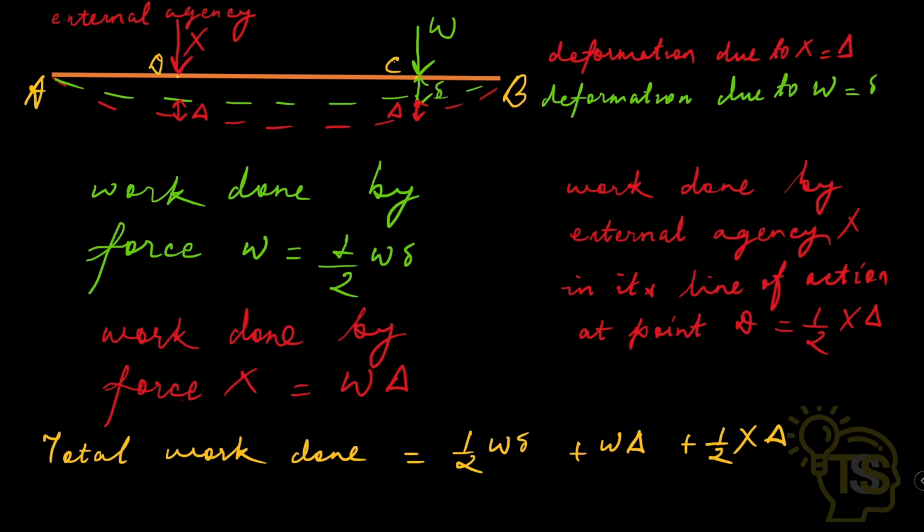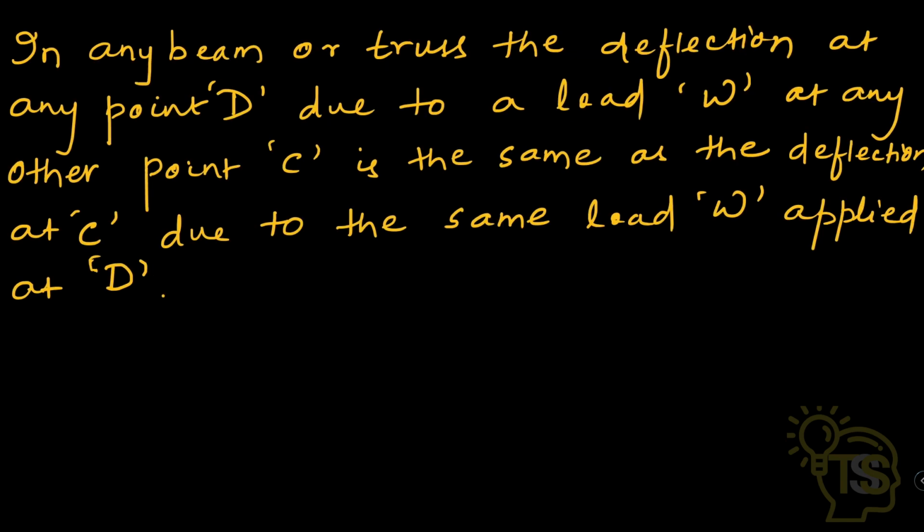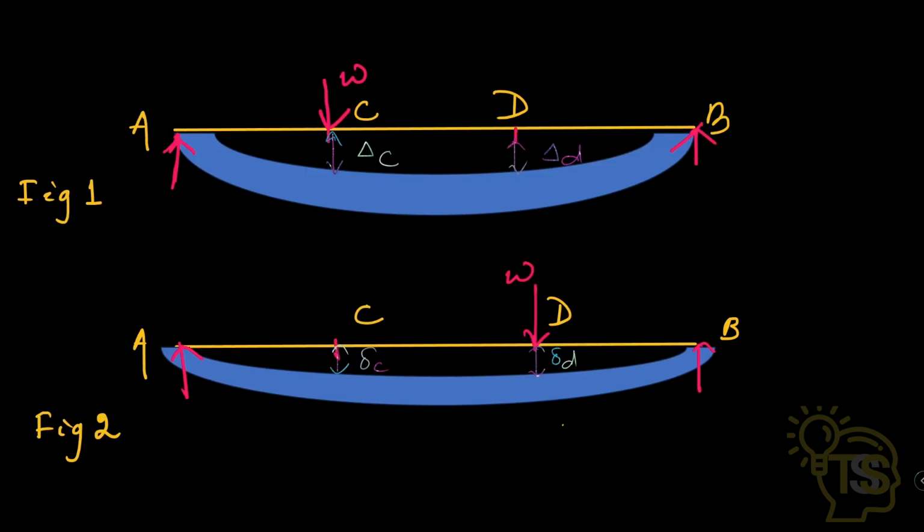So now let's understand Maxwell's reciprocal theorem. In any beam or truss, the deflection at any point D due to a load W at any other point C is the same as the deflection at C due to the same load W applied at D. Let's take a beam AB and consider it as figure 1. Here in beam AB, W is a load which acts at point C, for which capital del C deflection occurs at C and capital del D deflection occurs at point D.